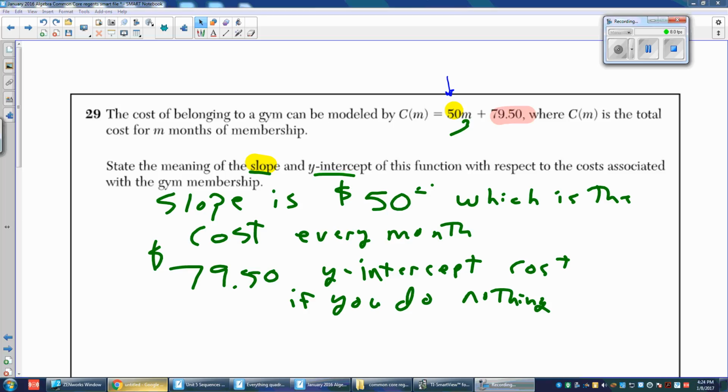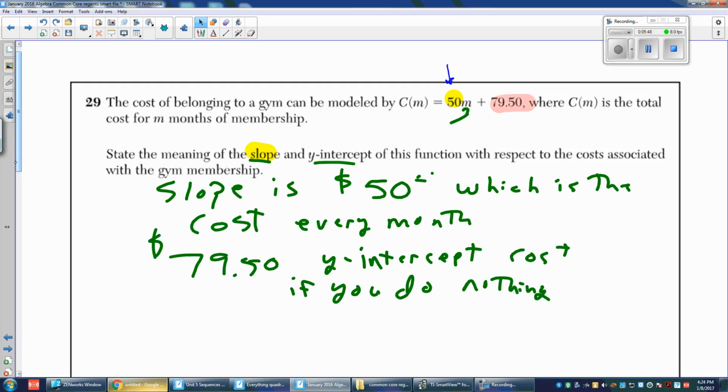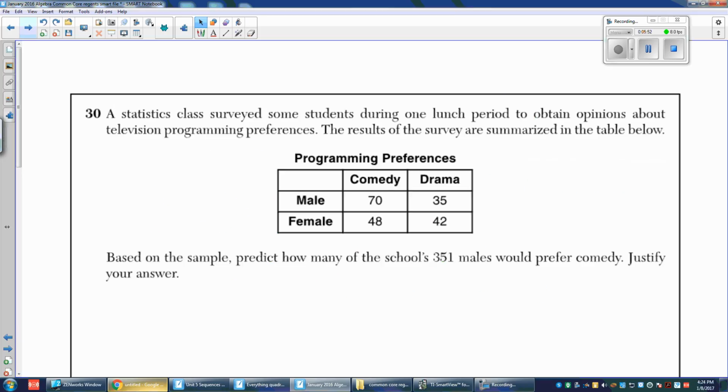If you have any questions on this, make sure you ask me in class, or you can listen to it a couple more times. Let's go on to the next question, number 30. A statistics class surveyed some students during one lunch period. They only did some, they didn't do all. About television programming preferences. The results of the survey are summarized in the table below. Based on your sample, predict how many of the school's 351 males. Males. Are there 351 there? Nope. That equals 105.